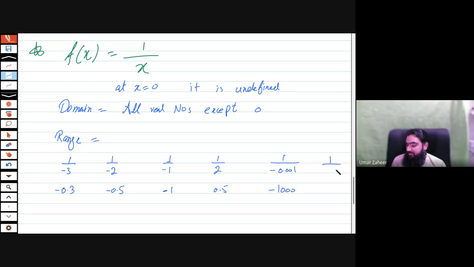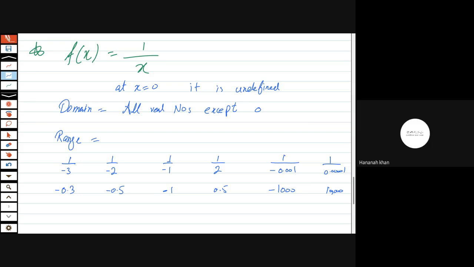In the same way, you have to substitute 1 divided by 0.00001. So it will become 100,000, right? So this means that you are getting all the values. Minus 100,000, sir.